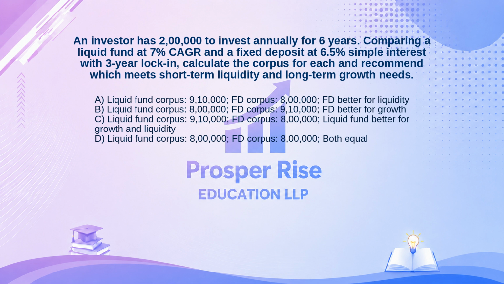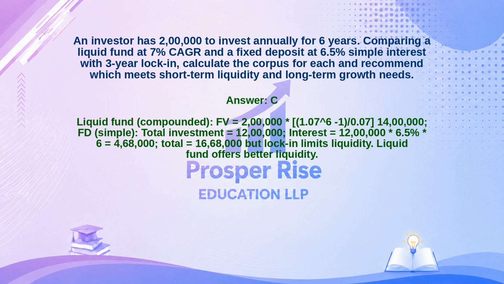The correct answer is option C. Let's see why. Liquid fund compounded. FV equals 2 lakh * (1.7^6 - 1)/0.7 equals 14 lakh. FD simple. Total investment equals 12 lakh. Interest equals 12 lakh into 6.5% into 6 equals 4 lakh 68,000. Total equals 16 lakh 68,000, but lock-in limits liquidity. Liquid fund offers better liquidity.